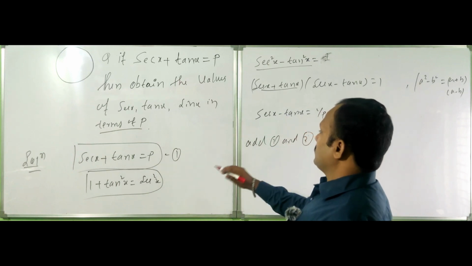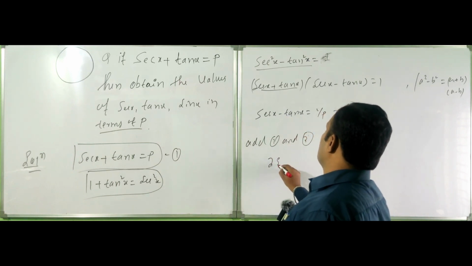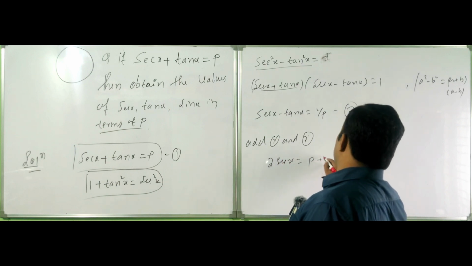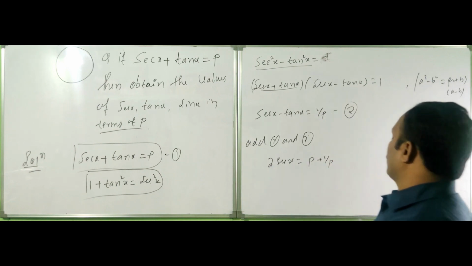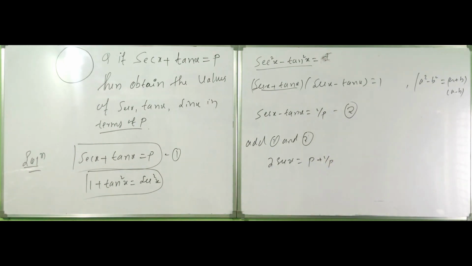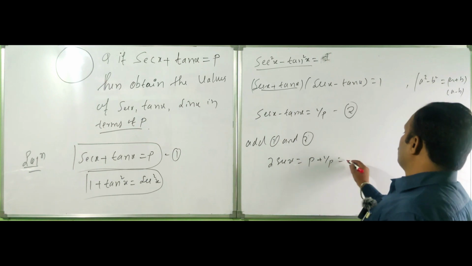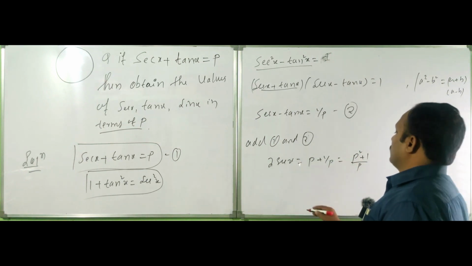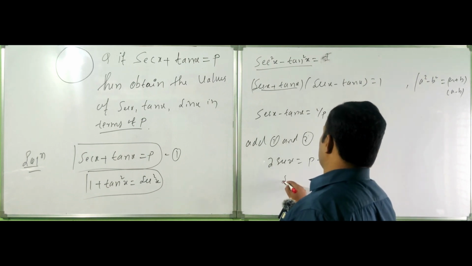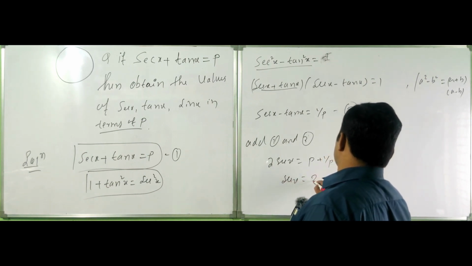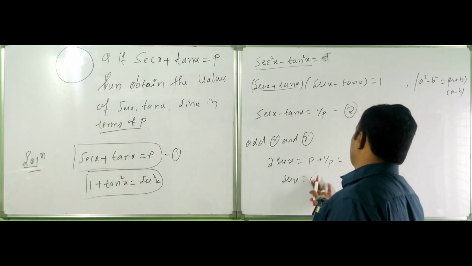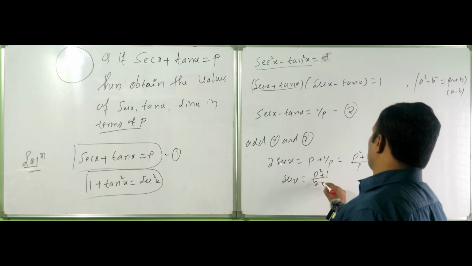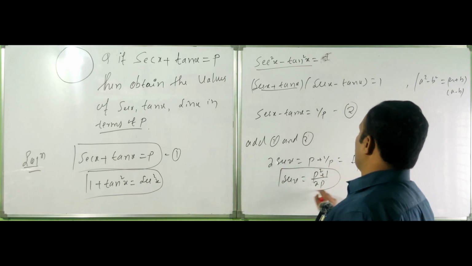We get tan cancelled. 2 sec x is equal to p plus 1 by p. This is equal to p square plus 1 over p, and sec x is equal to p square plus 1 over 2p, for adding.